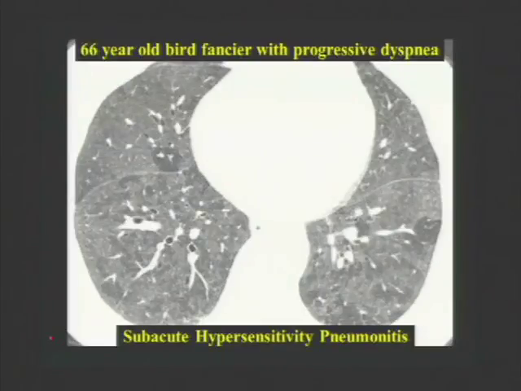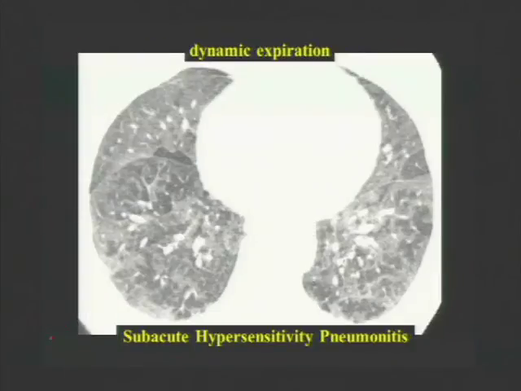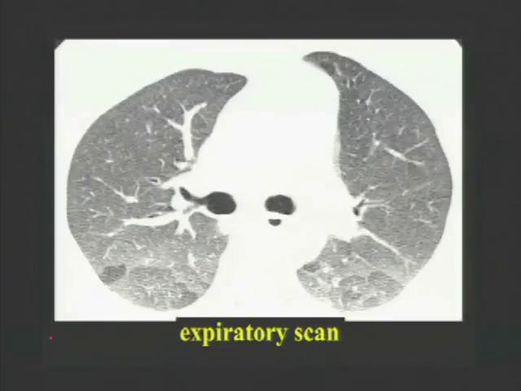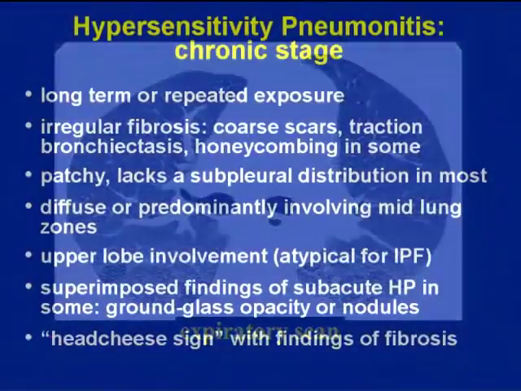Same thing again: a 66-year-old bird fancier with progressive dyspnea, subacute hypersensitivity pneumonitis with both ground glass opacity and these lobular lucencies, or areas of mosaic perfusion, with air trapping on the expiratory images. Now here is a patient with an inspiratory scan that looks basically normal to me. I'm not sure I could read this as abnormal. This is biopsy-proven hypersensitivity pneumonitis. The expiratory scan shows air trapping, even though the inspiratory scan didn't show much at all. So this is something you may see on occasion.